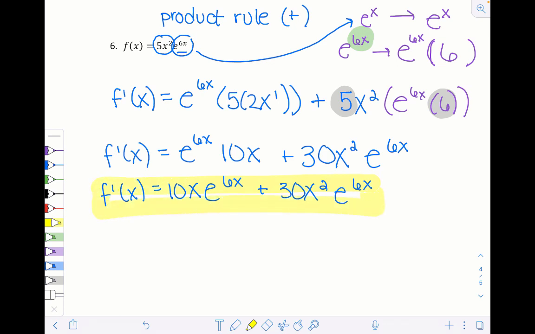I do just want to show you something else to keep in mind, which is that you could factor it, and this problem just asked to take the derivative, so if you're just taking the derivative, you don't need to go any further than this. But later on you might be asked to do something like set it equal to 0, and if you do that, then factoring comes in handy. So with a problem like this, you can look at the 10x and the 30x squared and factor, but there's also an e to the 6x in common, so you can actually factor out an e to the 6x as well.